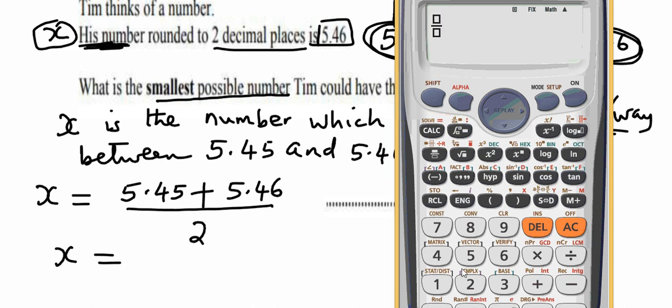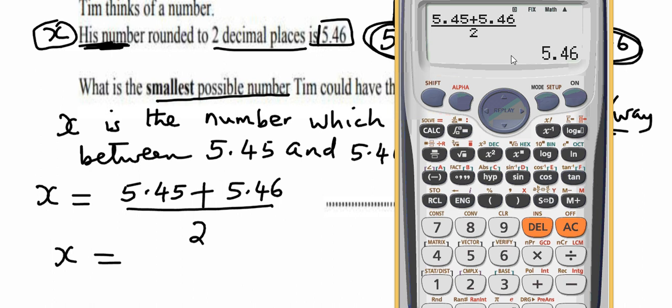But using my calculator, I will do 5.45 plus 5.46. Can you see that? My calculator has the ability of typing fractions. Divide by 2, 5.45 plus 5.46. When I hit equals, I'm getting a fraction, so I have to hit this button over here. But remember, we have a fixed option which is active on your calculator.